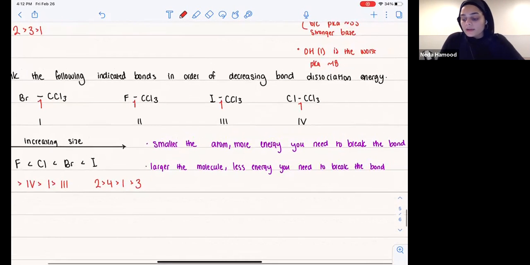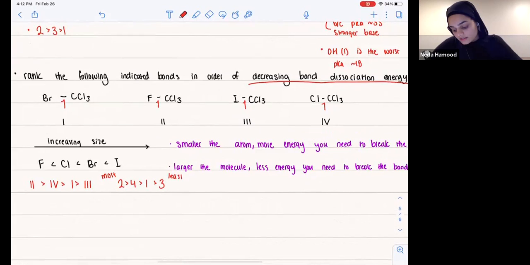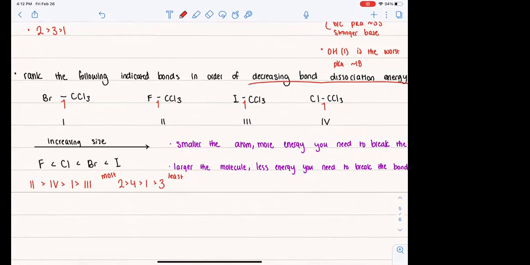Because we're talking about decreasing bond dissociation energy, this would mean this is the most and this is the least amount of energy needed to break the bond. Does that make sense for everybody? Yeah, that's actually pretty simple. And no math.